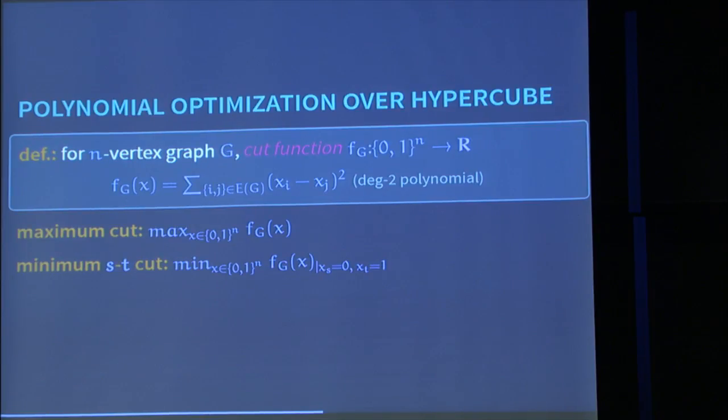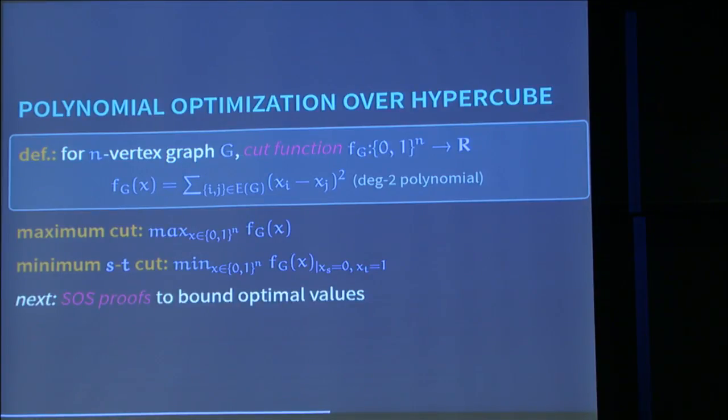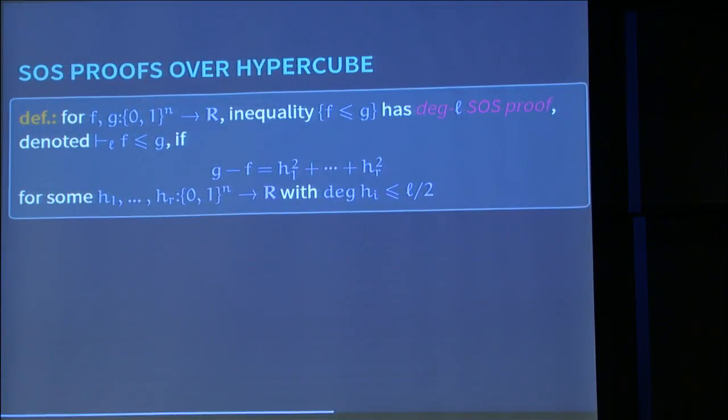Okay, so now you see that this problem of optimizing even degree 2 polynomials over the hypercube captures interesting discrete optimization problems, and there are many other examples. And what we'll do is use this notion of sum of squares proofs in order to bound the optimal value of these kinds of optimization problems. Okay, and so let me define this notion of sum of squares proofs over the hypercube. So if you have two functions f and g over the hypercube, then we say that the inequality that f.